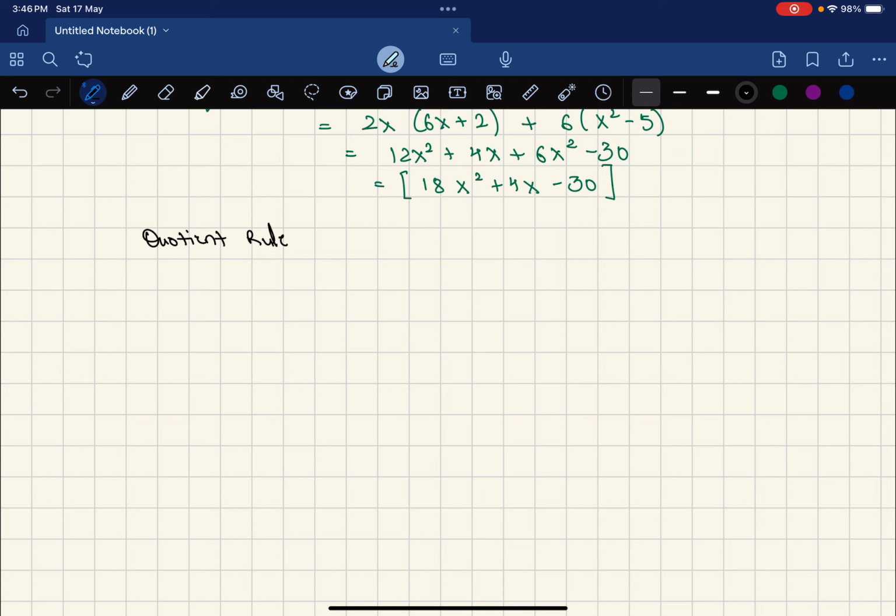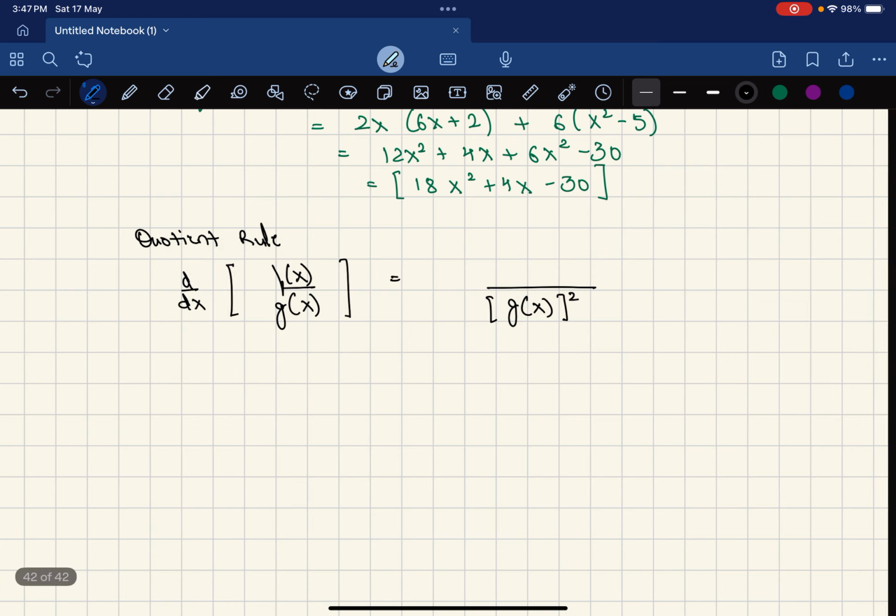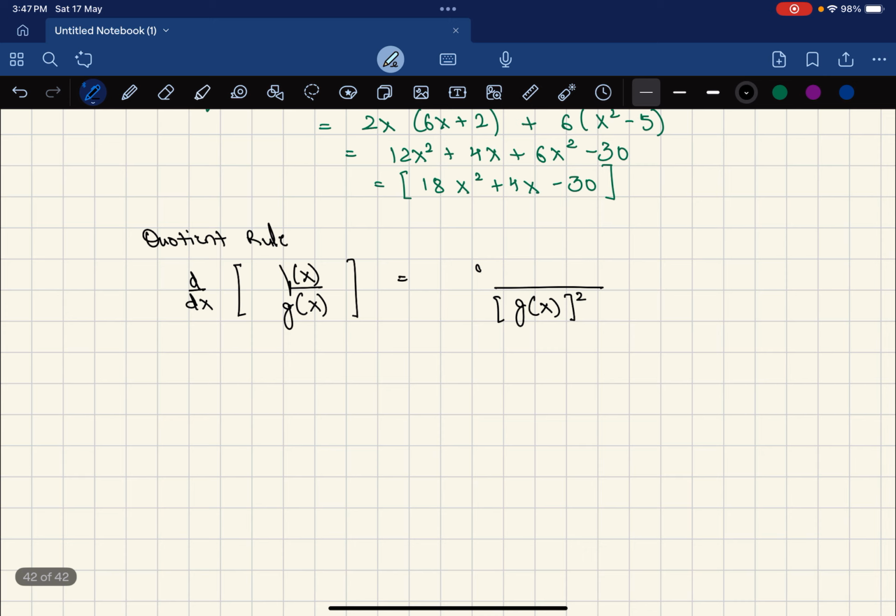So just like product, we can also have the ratio of two functions. So let us say we need to find the derivative of f(x) upon g(x). What we do is simply square the denominator and keep it as it is, and in the numerator we again take g(x) f'(x), and this time there is a minus f(x) g'(x).